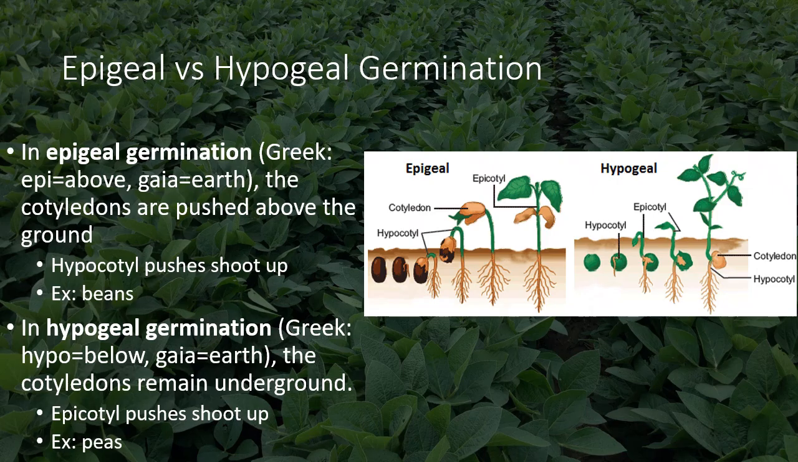Not all species germinate in this way. Some species have decided that because they have their food stored in the cotyledons, it's too risky to push the cotyledons above ground, because if they do, there's a greater likelihood that maybe they'll be eaten by maybe a bird or a rodent. So they actually keep their cotyledons below the ground during the germination process. The hypocotyl is relatively short, and they're instead using their epicotyl to push a shoot above the ground. So in epigeal germination, the cotyledons are pushed above ground. In hypogeal germination, they remain below. Peas are a good example of a species with hypogeal germination.